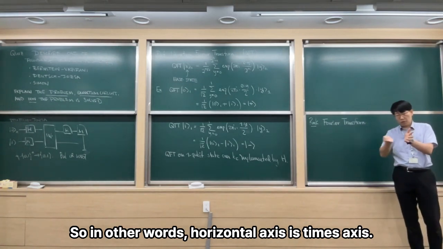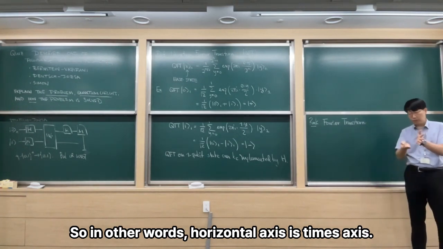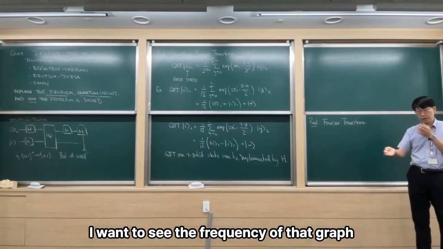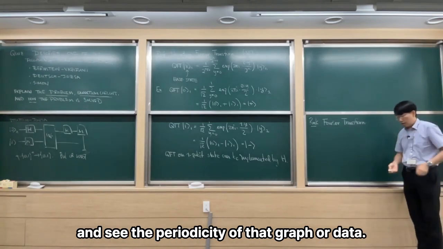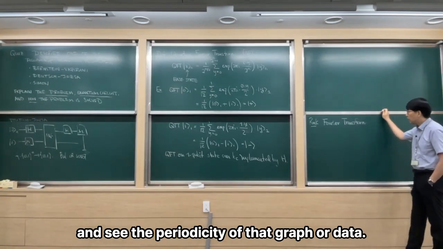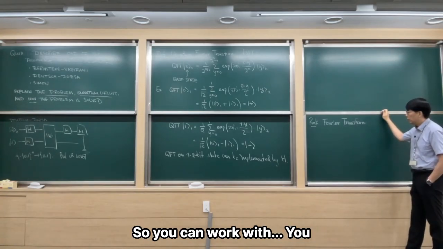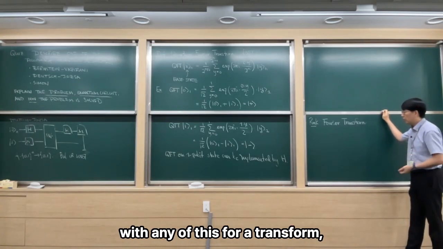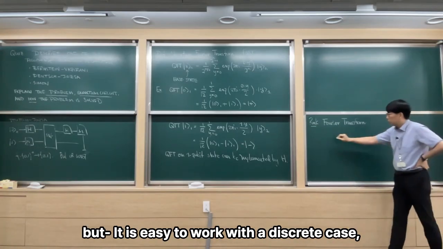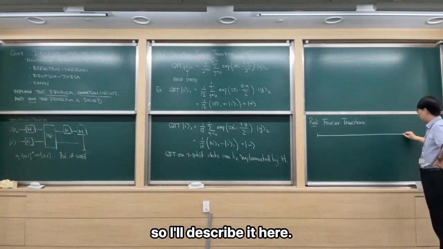So in other words, the horizontal axis is the time axis. I want to see the period. I want to see the frequency of that graph and see the periodicity of that graph or data. So you can start working with any of this Fourier transform, but it is easy to work with a discrete case. So I'll describe it here.